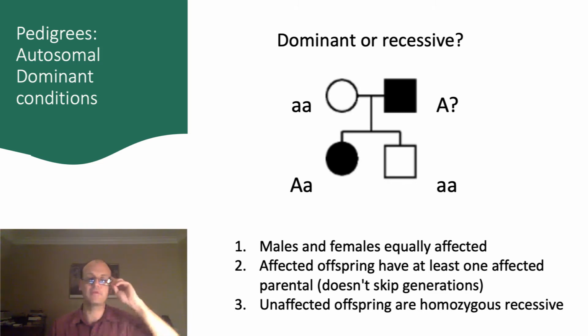You'll often hear people say that dominant conditions do not skip generations. You can see here that both generations have an individual that is affected. I don't like this idea of skipping generations because it confuses students and it leads them astray. I'll show you why later. The third feature of dominant conditions is that unaffected individuals must have two recessive alleles and therefore be homozygous.